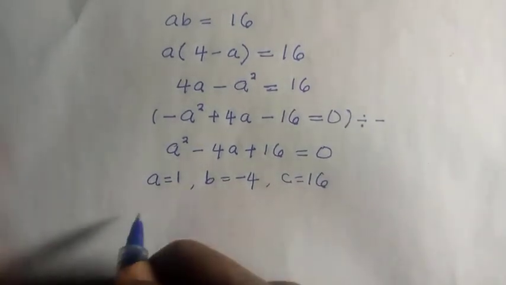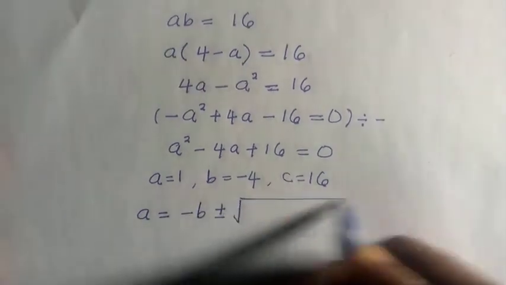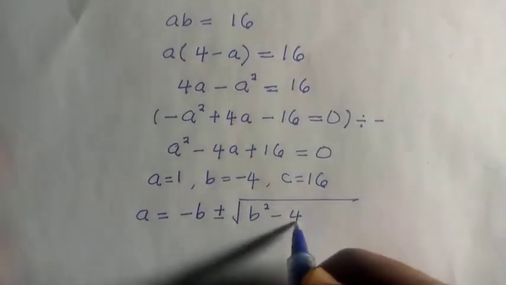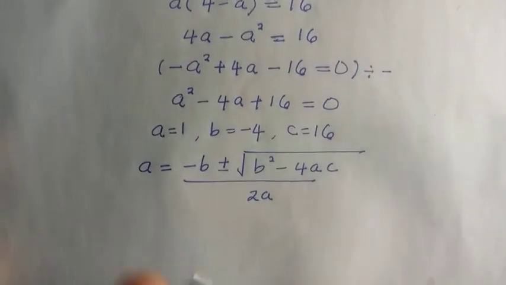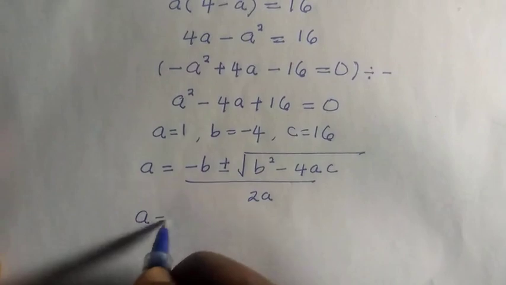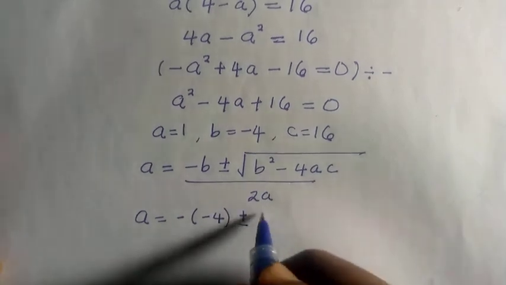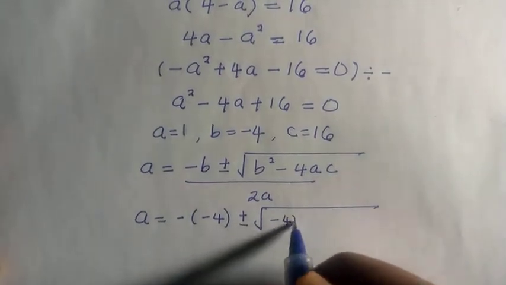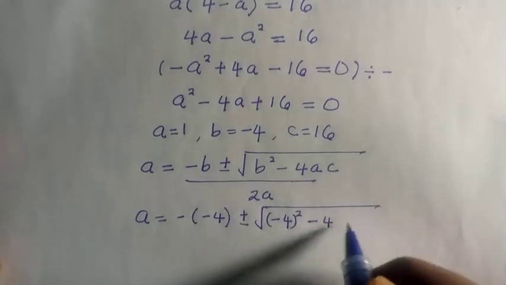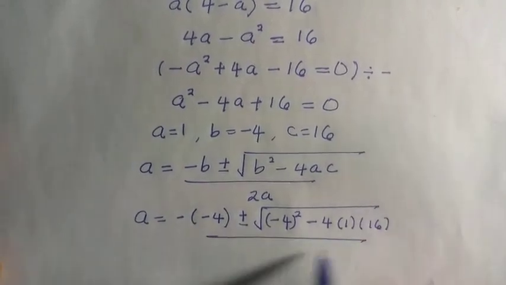So we consider this formula, which is a equals minus b plus or minus the square root of b squared minus 4ac, divided by 2a. So we substitute. The value of b is minus 4. We have minus open bracket minus 4, plus or minus the square root of b squared, which is minus 4 raised to the power of 2, minus 4 into bracket of a which is 1, and c equals 16. So everything divided by 2 into bracket of 1.